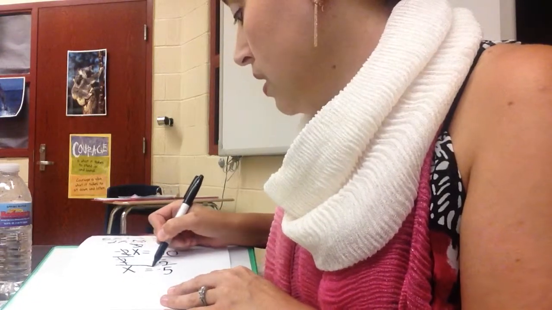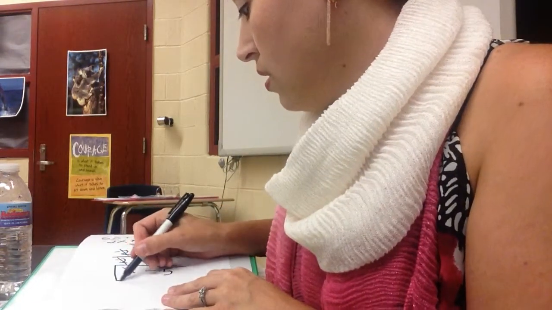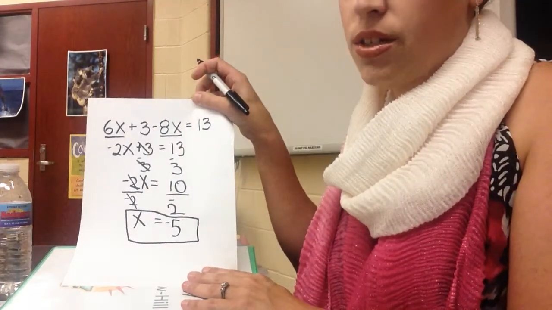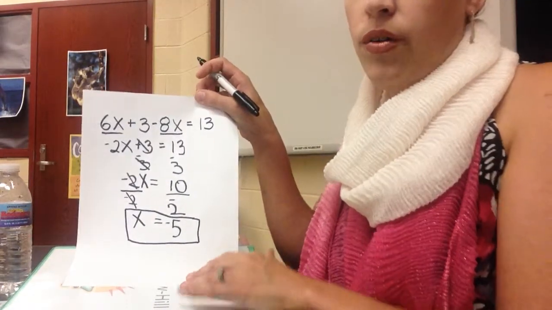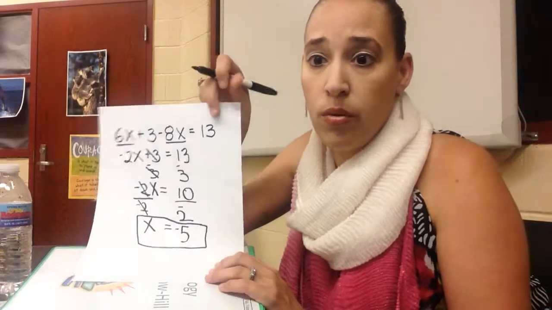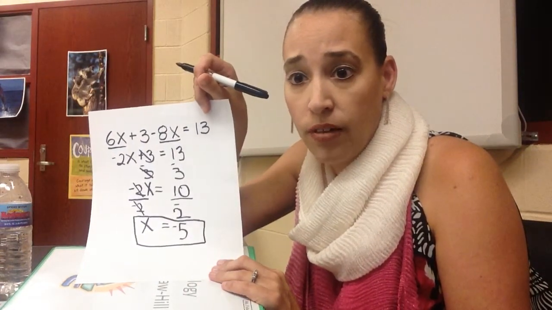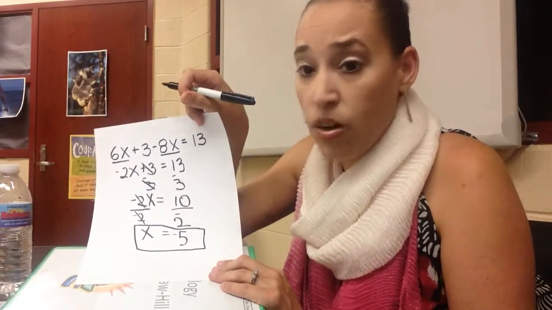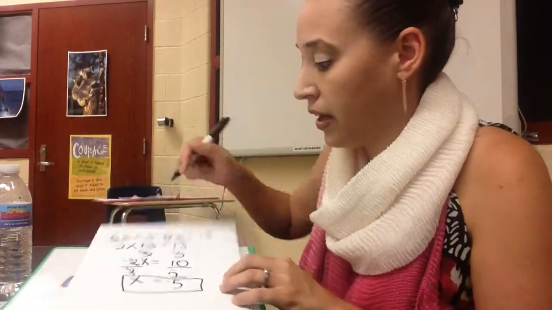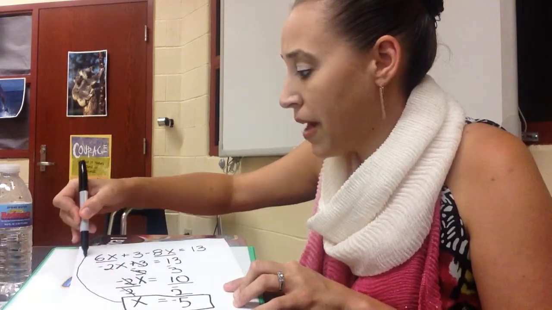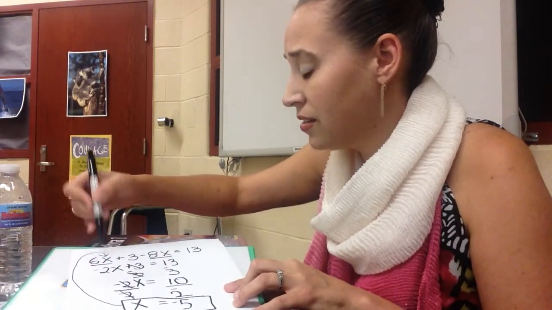You always box your final answer. On any test, that is the only way I'm going to know that is your final answer. Again, a good way to self-check is to plug back in. So I say x is negative 5, and I'm going to plug that back in for x.